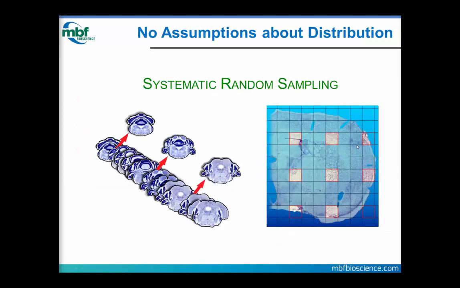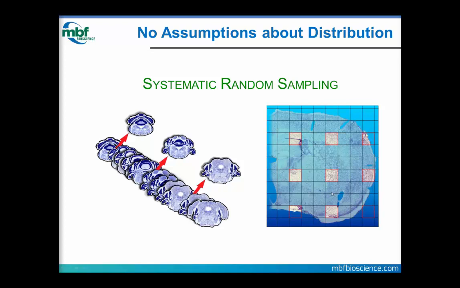We also want to make no assumptions about the distribution of these particles. We want to avoid doing things like sectioning through one section in the middle of the region and assuming that that is representative of the whole region. So in order to get a good snapshot of what's going on in the whole region, we're going to use systematic random sampling, both on the intersection and the intrasection level.